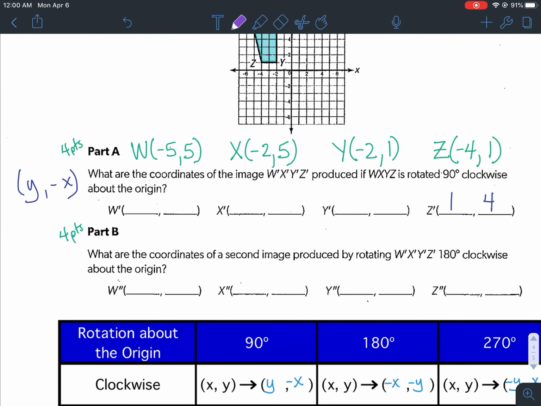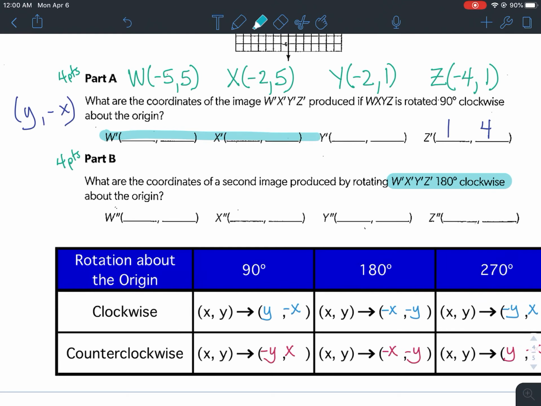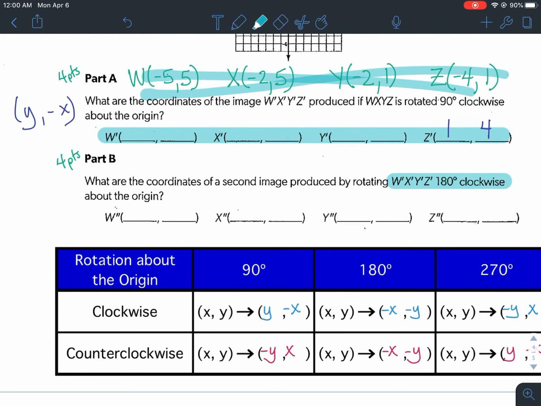Part B. It says, what are the coordinates of the second image produced by rotating W prime, X prime, Y prime, Z prime 180 degrees clockwise about the origin? Now this is where you need to be careful. We are rotating the W prime, X prime, Y prime, Z prime 180 degrees. So we are taking these ordered pairs and rotating them. We don't need to worry about these anymore up top. It's the W prime, X prime, Y prime, Z prime that we're going to worry about.